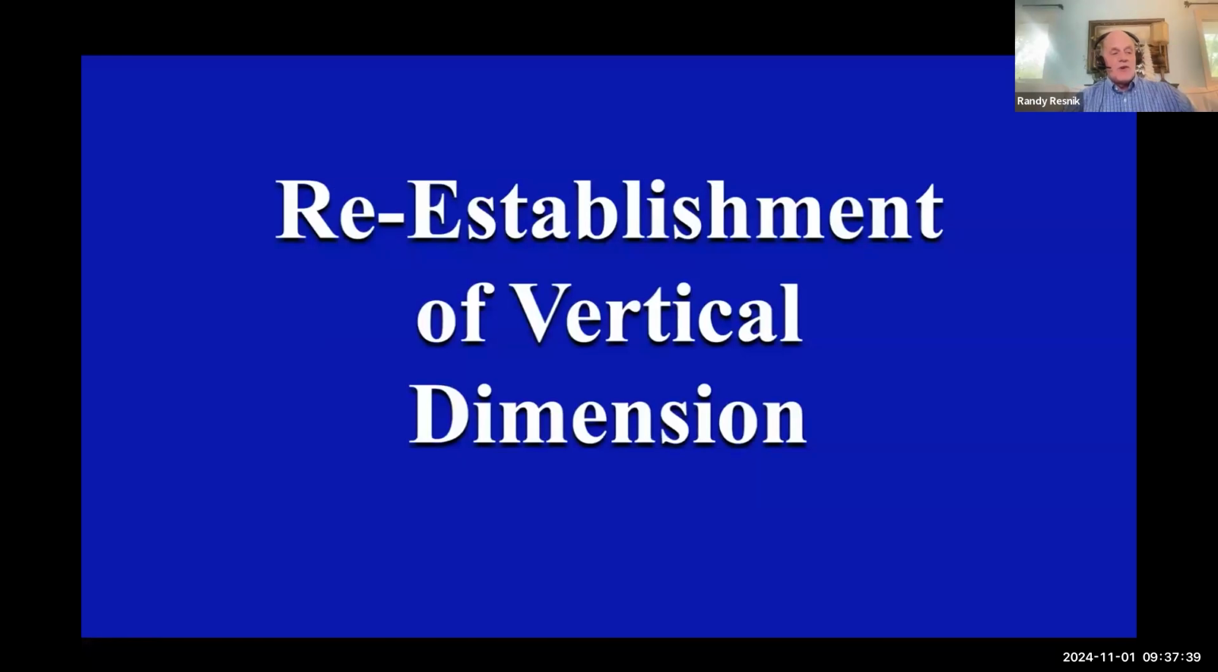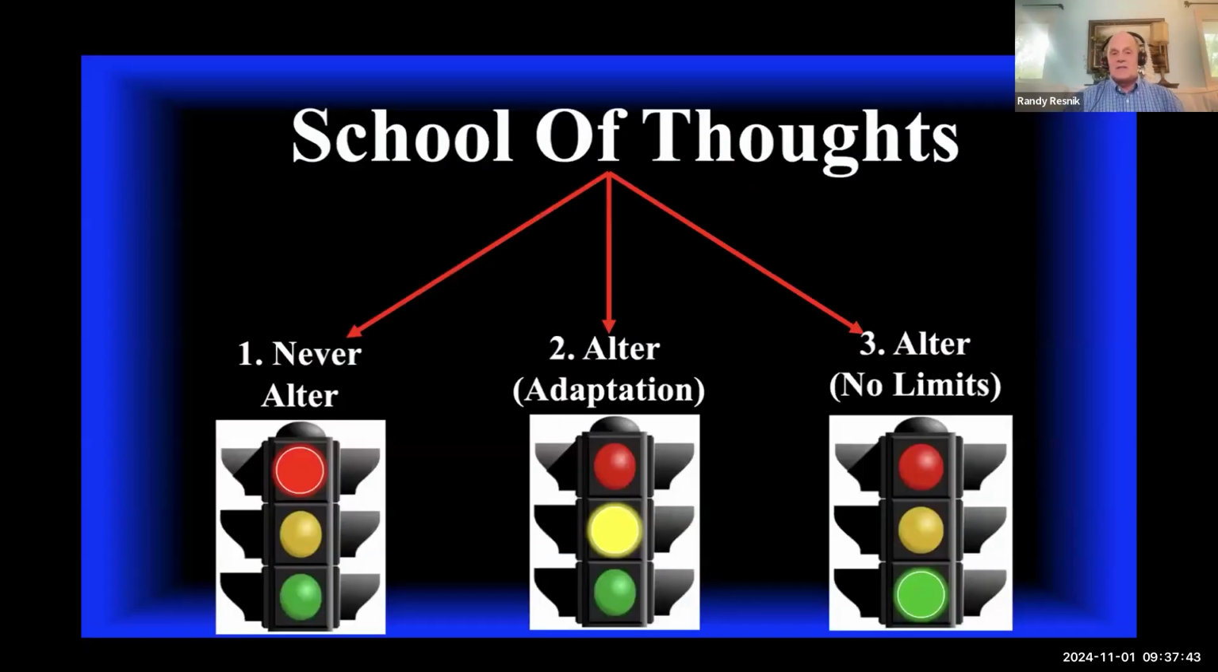So how do we reestablish vertical dimension? What is the technique in doing this? Well, let's look at what the literature says. There's 3 schools of thought. One says you never alter it. The second says you alter it, but you allow the patient to adapt. And the third says just alter it. There's no limits on doing that.